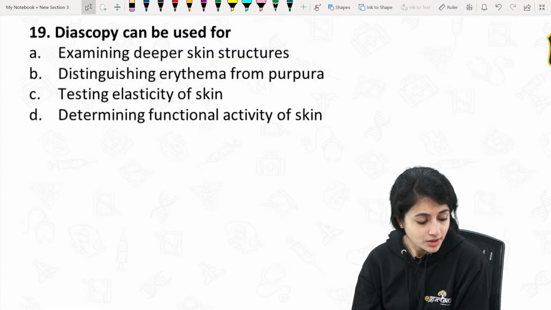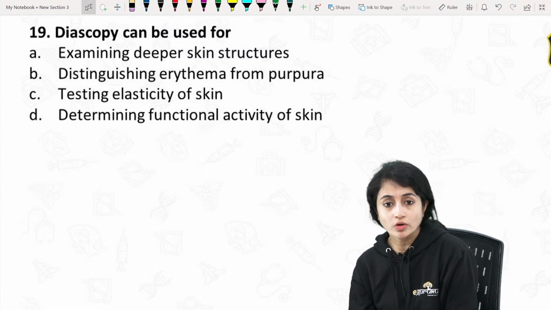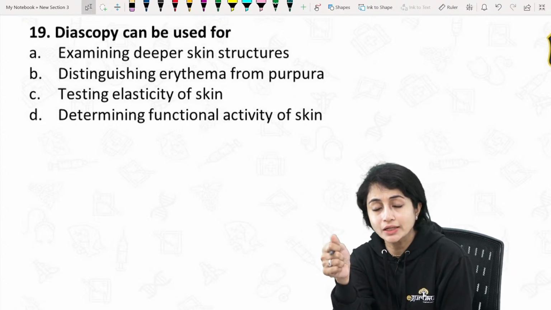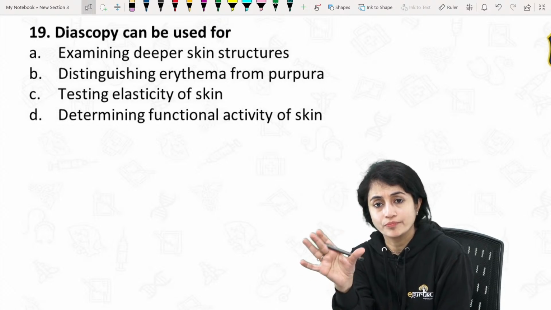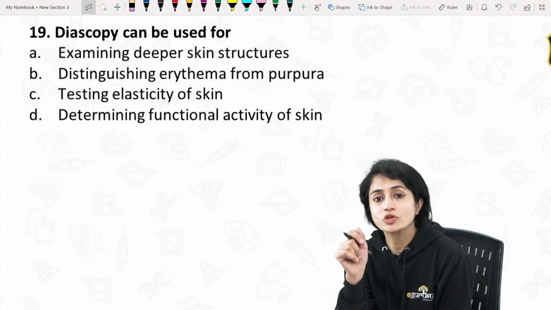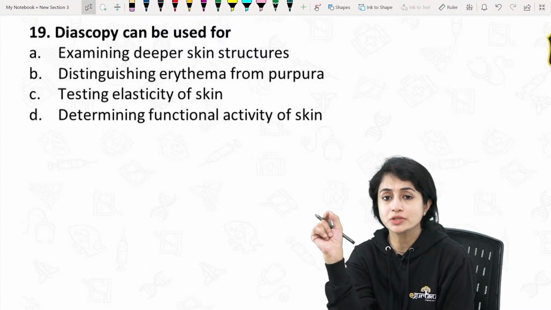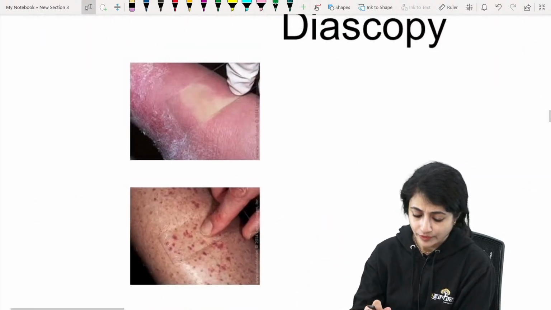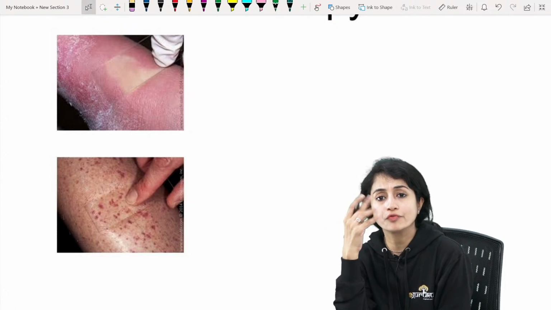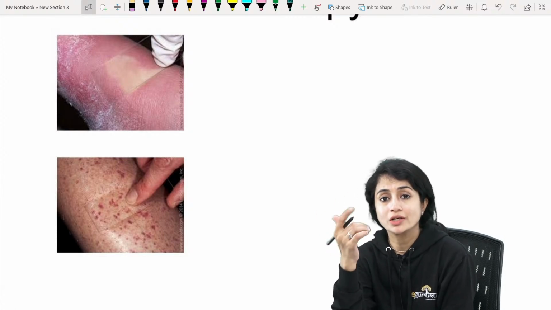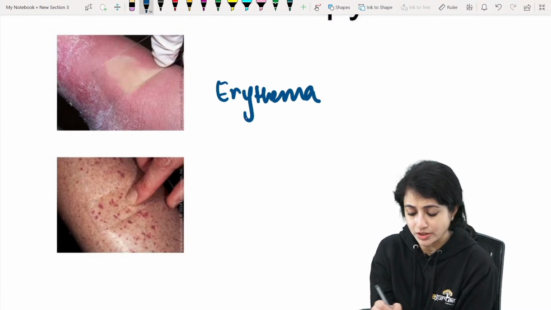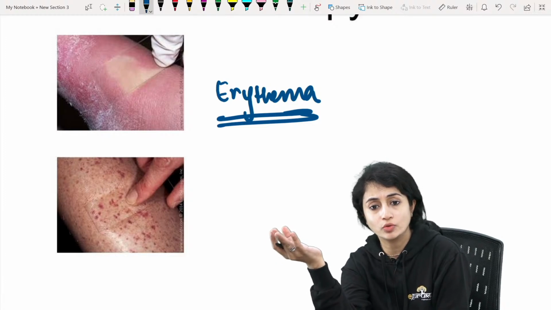Next question is, dioscopy can be used for. What is dioscopy? Dioscopy is using a glass slide to press the skin lesion. You use a glass slide to press the skin lesion, that is dioscopy. Dioscopy has some applications in dermatology, like suppose a patient has redness which is because of vasodilatation, which is called as erythema. So this is erythema. This is due to vasodilatation. For example, in patients with urticaria who develop wheals.